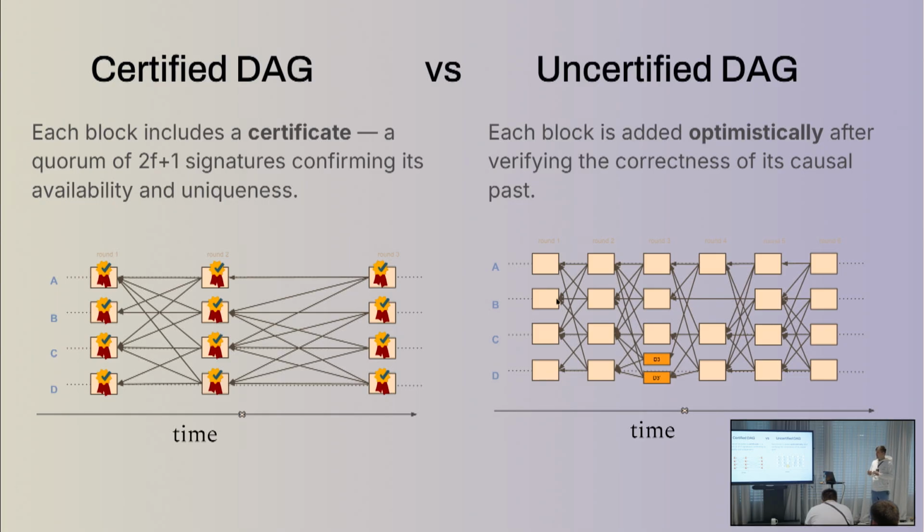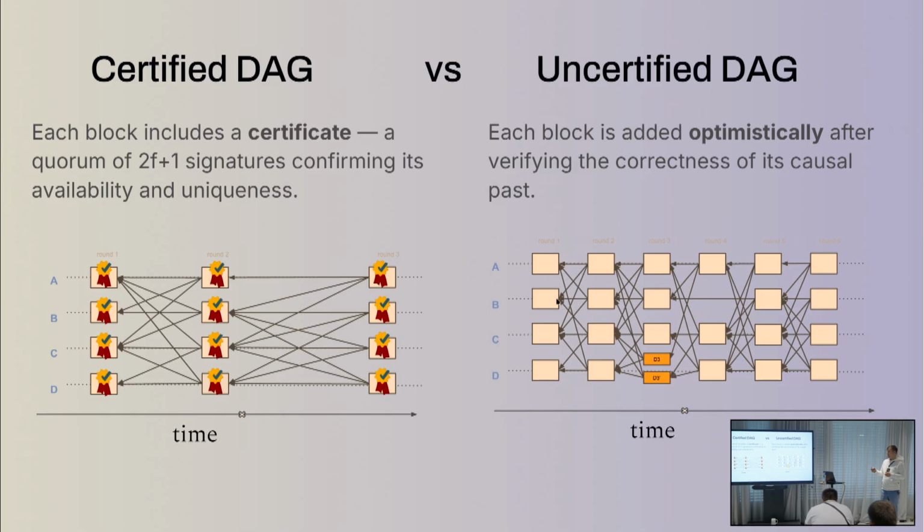Yeah, and this is completely different to the concept of uncertified DAGs, where every block is sent in a best effort manner, and you add the block optimistically without checking that it's available and it's unique. And this is a kind of trade-off between the speed at which we construct the DAG, and maybe it will result in latency.